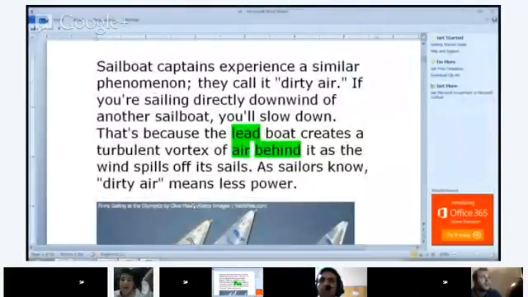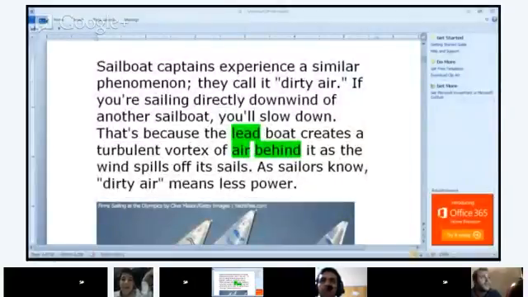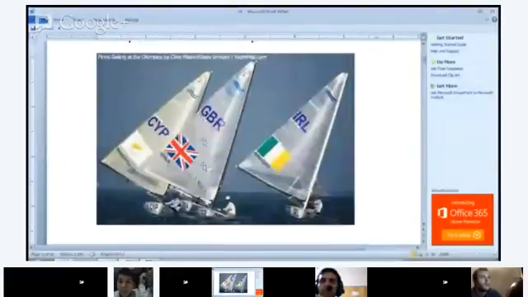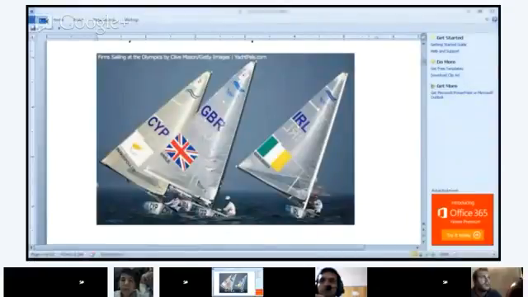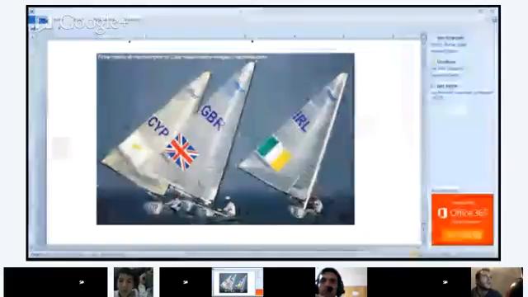Okay, thank you. Great. And so what we're talking about is, and just the pronunciation of lead in this case, lead boat. And so can people understand the concept of dirty air when you're sailing? I understand. Yeah, great. Okay, so I'm going to move on.